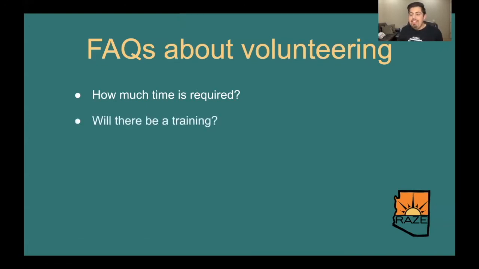Will there be a training? So yes, typically there is volunteer training for organizations and for campaigns. You won't be going in there blind. You'll know exactly what you will be doing. You'll know what your role is, and they'll teach you everything that you need to know.